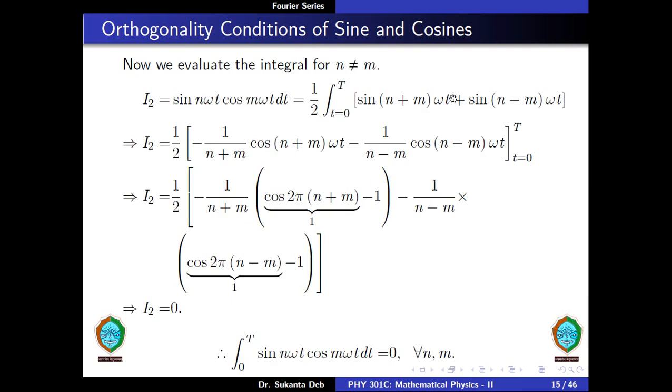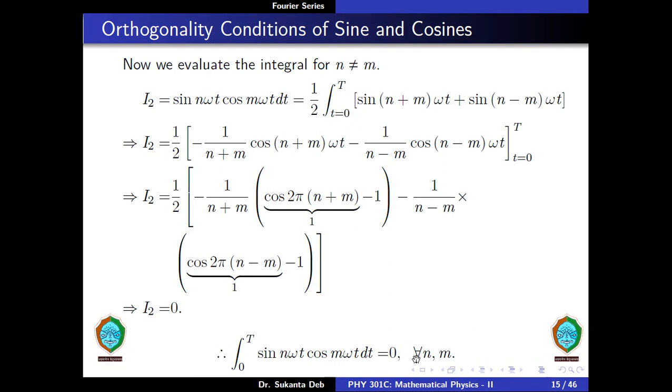Now we evaluate the integral for n not equal to m. So now there should be an integral here, 0 to capital T sine of n omega t cos of m omega t dt. This is a formula which we can write as half of sine of a plus b plus sine of a minus b. Now if we evaluate this integral, then we get that this is equal to 0. That means for n not equal to m, this integral of sine of n omega t cos of m omega t dt is equal to 0.